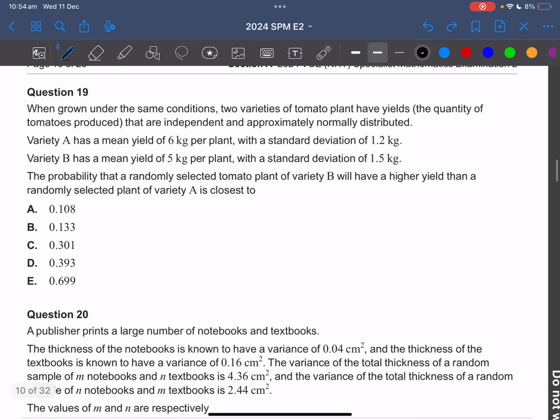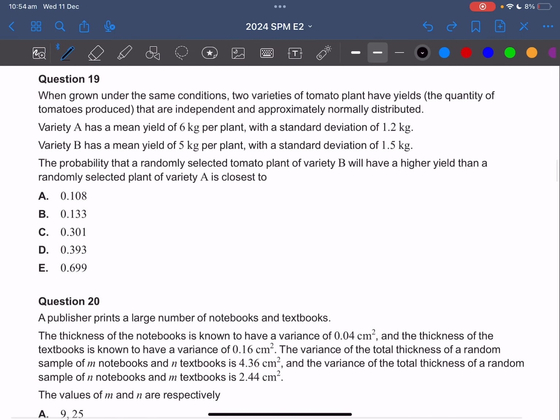Okay, so question number 19. When grown under the same conditions, two varieties of tomato plants have yields, the quantity of tomato produced, that are independent and approximately normally distributed. Variety A has a mean of this and standard deviation of this. Variety B has a mean of this and standard deviation of this. The probability that a randomly selected tomato plant of variety B will have a higher yield than a randomly selected plant of variety A is closest to.